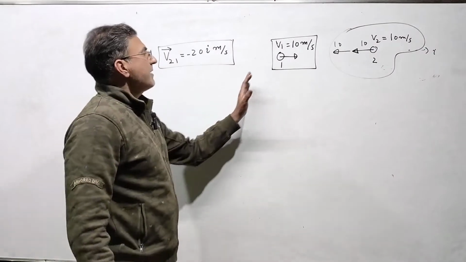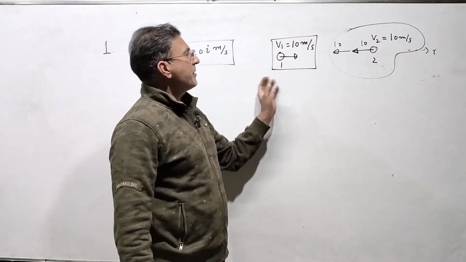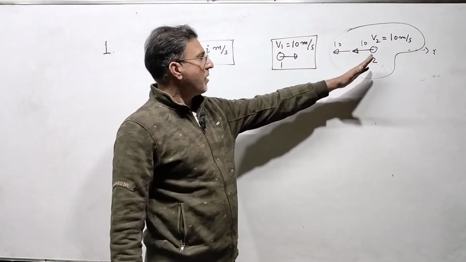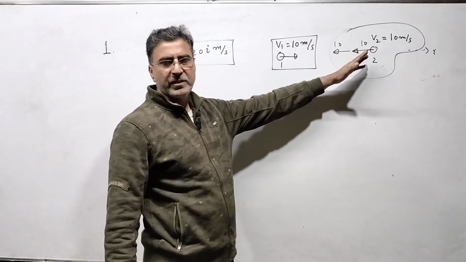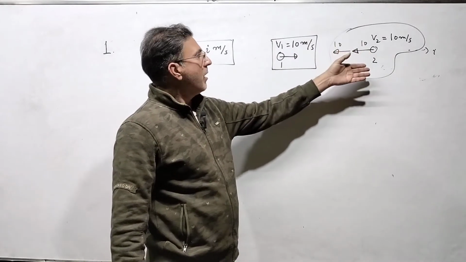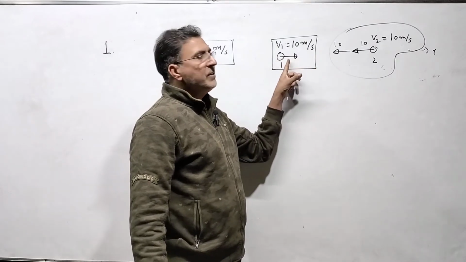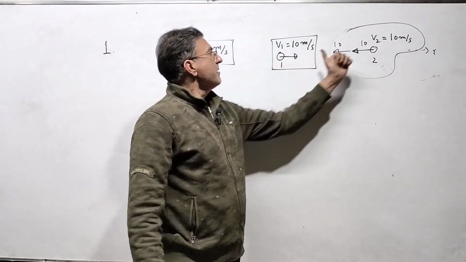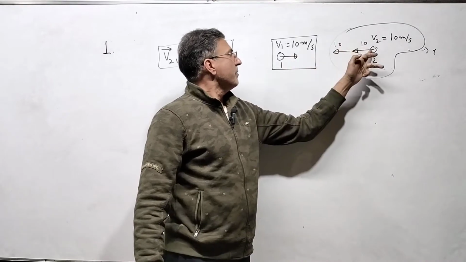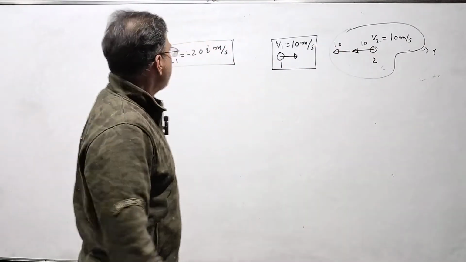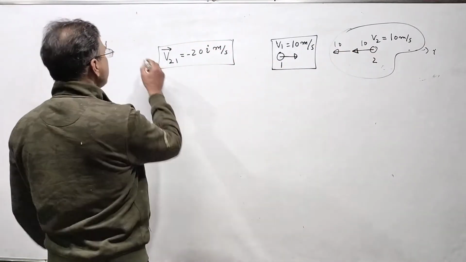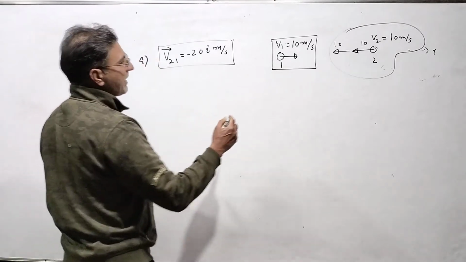So what is the technique? The technique is the observer shifts his velocity to the observed particle, the particle which he monitors, in the opposite direction, opposite to its own velocity. Opposite to this 10, he gives 10 to him in the opposite direction. That's all. It is the first example. Let me go to the second example.